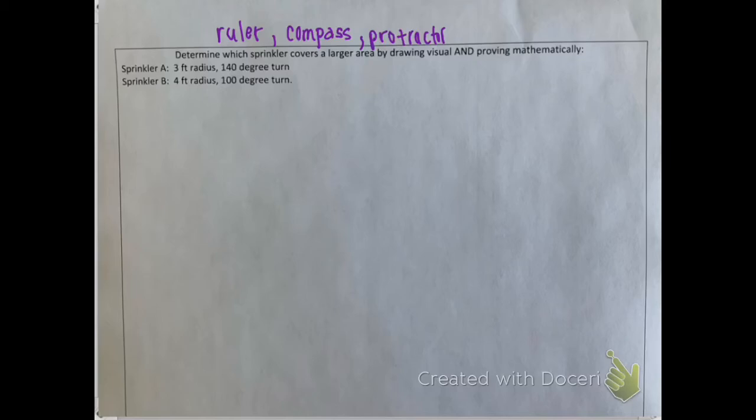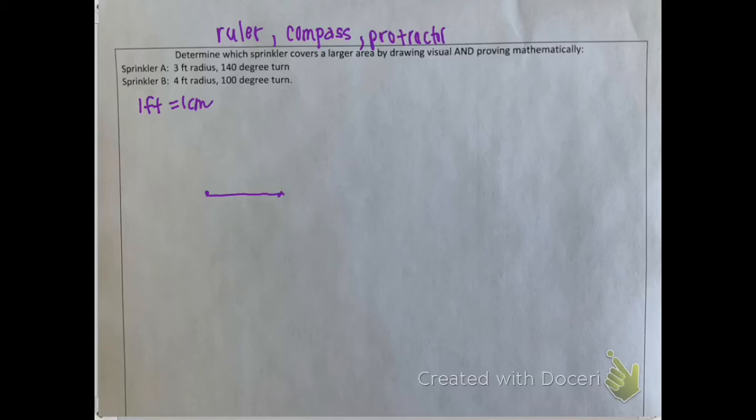So the very first sprinkler has a 3-foot radius. So I'm not going to be able to draw 3 feet on this paper, so we're going to scale it down. So I'm going to say 1 foot is 1 centimeter. So if I need 3 feet, that would be 3 centimeters. So I'm going to make this point my center of the circle that I'm going to be drawing. And I'm going to measure with the ruler 3 centimeters, which would be right here, and then I will connect that.